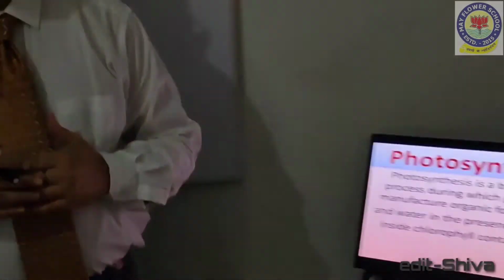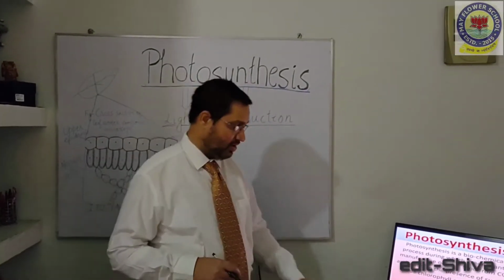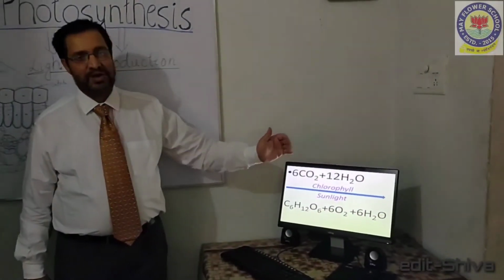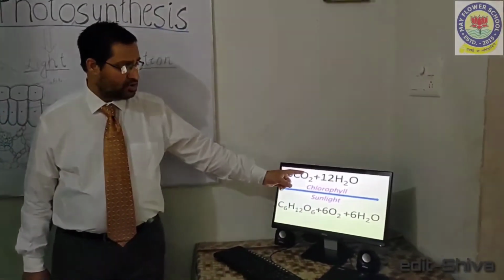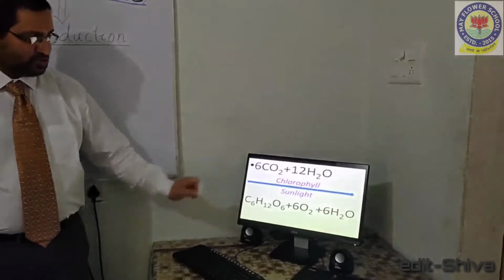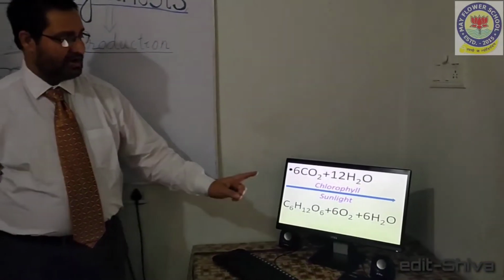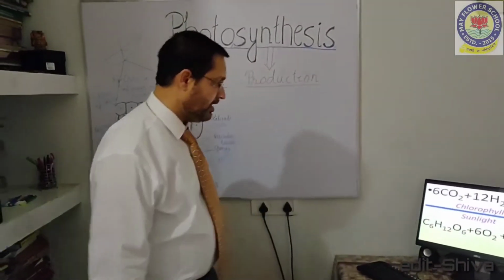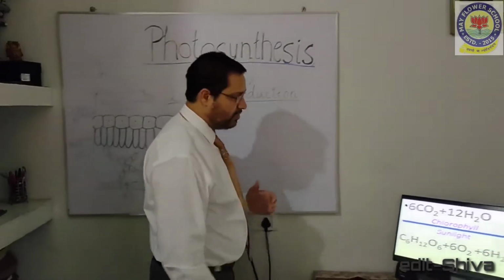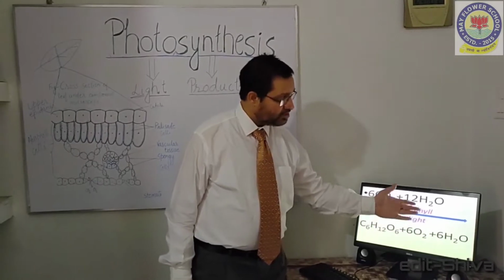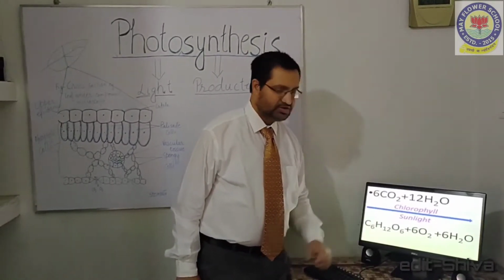The full photosynthesis process can be represented by an equation which is as follows. 6CO2 plus 12H2O in the presence of chlorophyll and sunlight gives C6H12O6, that is glucose, 6O2 plus 6H2O. Dear students, if you see this equation, you will find that water molecule is used as raw material, but water molecule is also produced during this process.